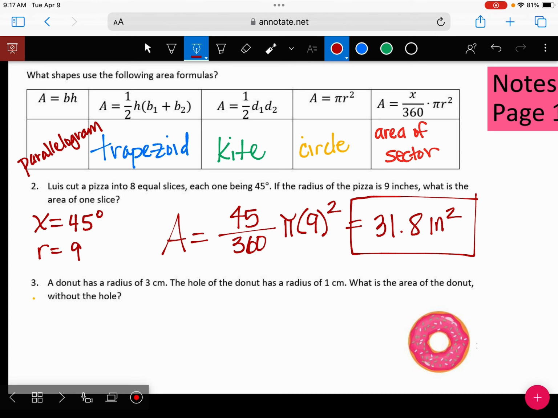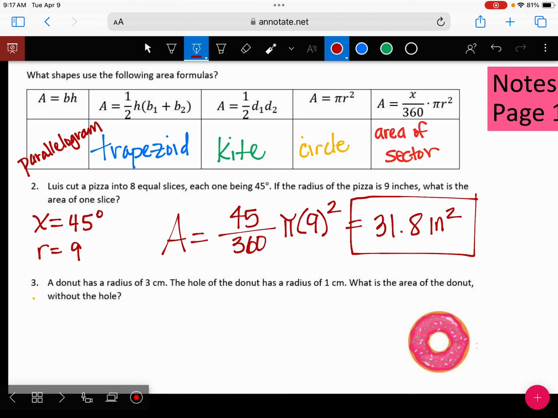Who got 31.8 inches squared? Okay, so this unit, now we're going to get ready and start the new material. That was just a quick review of what we did before spring break. So now let's get into our new material. So let's go ahead and go to page 2.